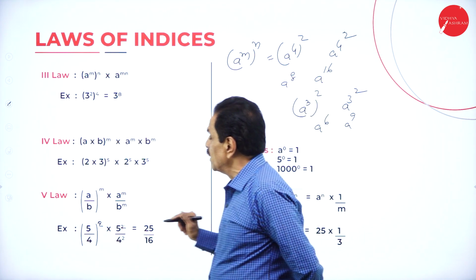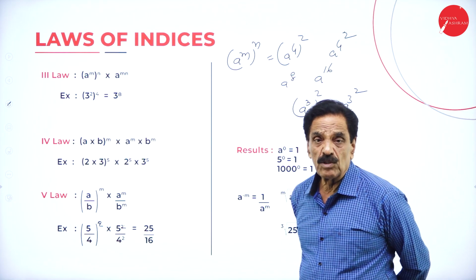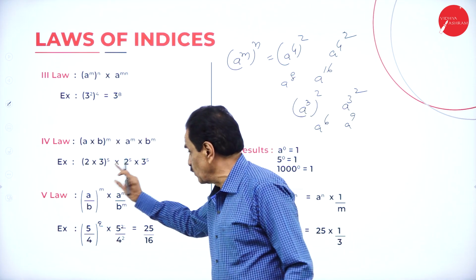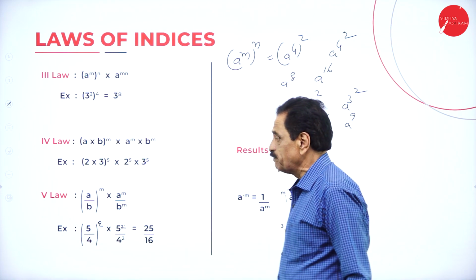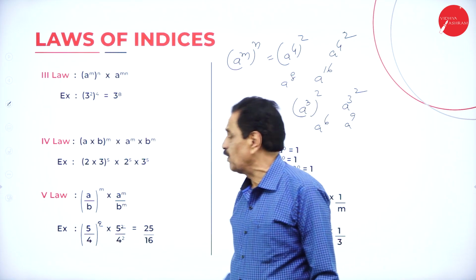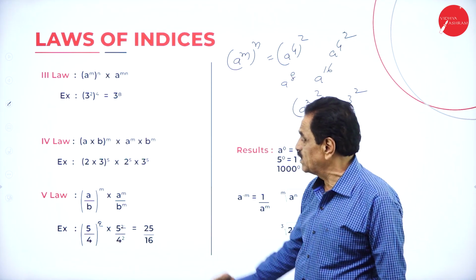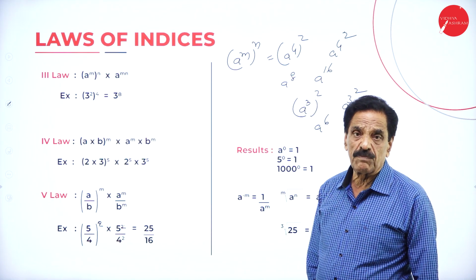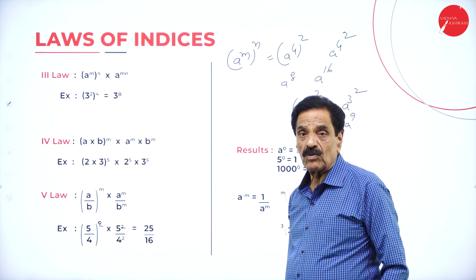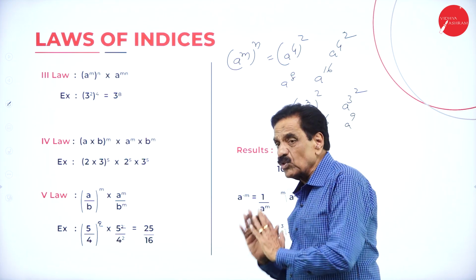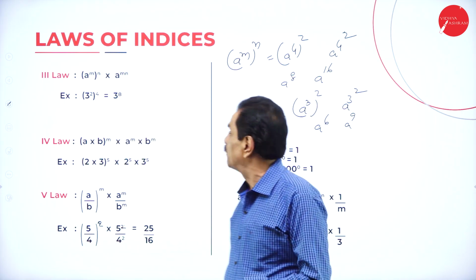I have explained you. Then fourth law, (a into b) to the power of m is a to the power of m into b to the power of m. So (2 into 3) to the power of 5 is 2 to the power of 5 into 3 to the power of 5. Then (a divided by b) to the power of m. So m belongs to a also, m belongs to b also. This is a to the power of m divided by b to the power of m. (5 divided by 4) to the power of 2 is 5 to the power of 2 divided by 4 to the power of 2. So we'll go to the problem now, a simplification problem, and you must have a common base.